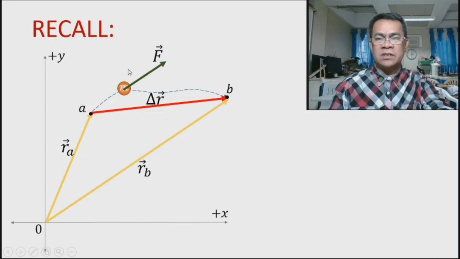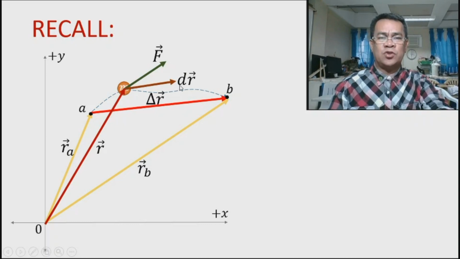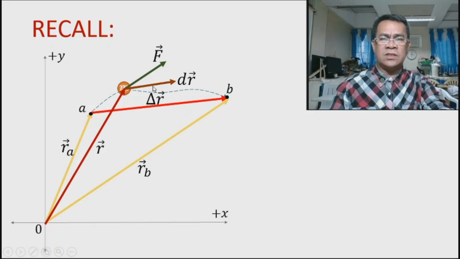So, how much is the work done by a force moving from A to B? At any point along the curve, the object has this force, tangent to the curve. This is now the position at any r without subscript, at any position along the curve. Tangent to the curve is our infinitesimal change in position, a very, very small change, and the angle from the position towards the force is angle P.